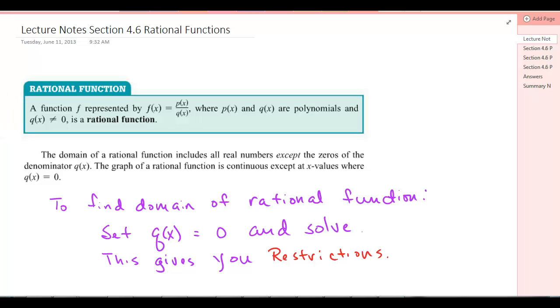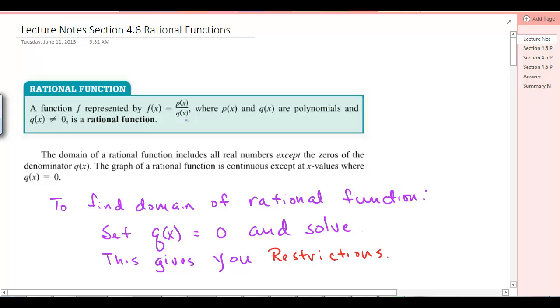This is section 4.6, rational functions. And the definition we've got right here: a rational function is represented by f of x equals p of x over q of x, where both the top and the bottom, p of x and q of x, are polynomials. They do have a restriction. Q of x cannot be equal to 0 because you cannot divide by 0. But that makes this a rational function.